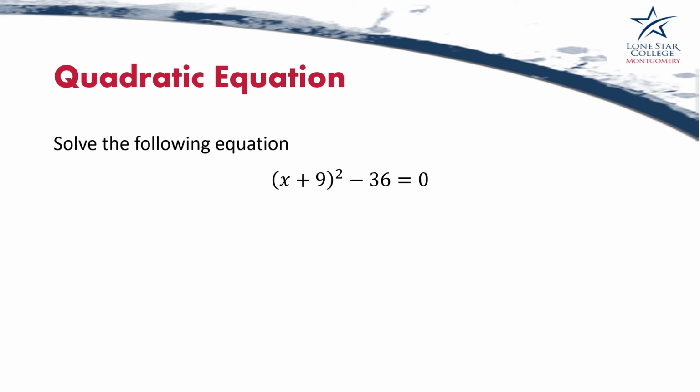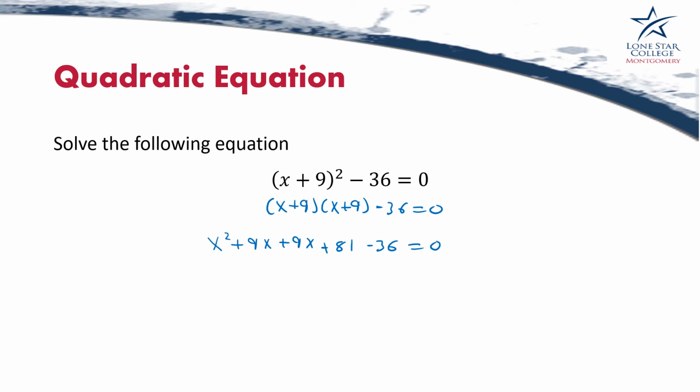So x plus 9 squared can be written as x plus 9 times x plus 9. I'm going to go ahead and write that 36 down there, equals 0. So we can FOIL x plus 9 times x plus 9. And that should give us x squared plus 9x plus 9x plus 81 minus 36 equals 0.